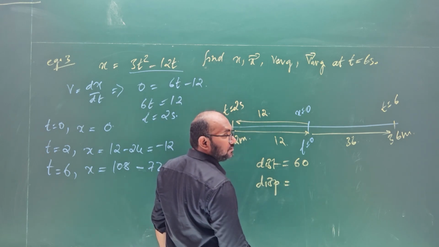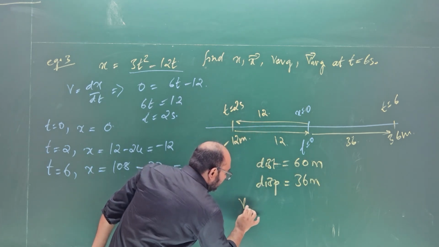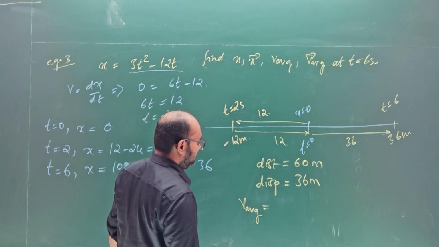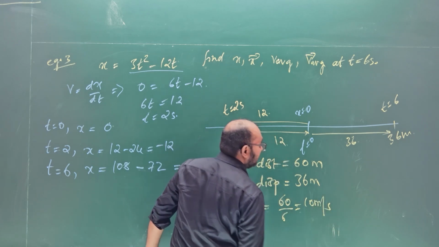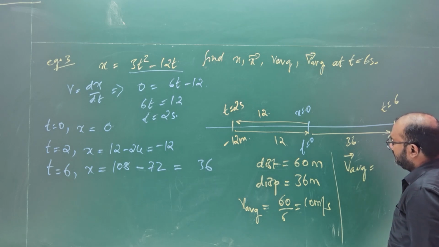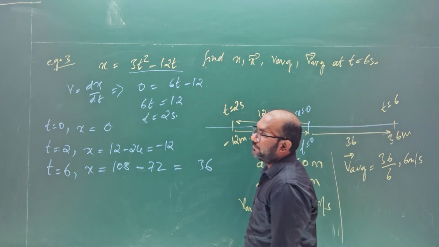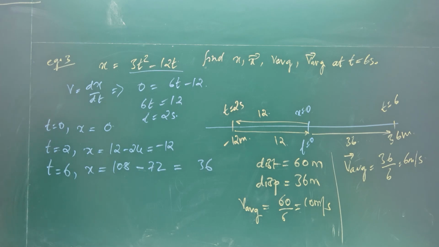Displacement is 36. Positive, negative? Positive. Very good. So 36 meters. And average speed is 60 upon time 6, that is 10 meters per second. And average velocity is 36 upon 6, that is 6 meters per second. Okay. How many of you got this answer? Only one. Okay.